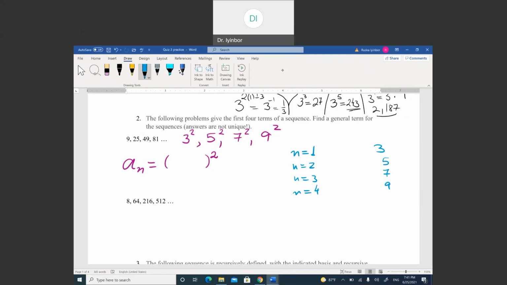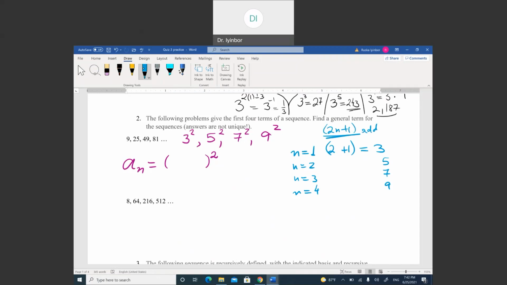So I can say that 2n plus 1 is going to give me 3, right? Because 2 times 1, so this is what I'm thinking: it's going to be 2n plus 1. Usually 2n plus 1 gives you an odd number, 2n gives you an even number. Remember that. So this is always an odd number. And these are the numbers 3, 5, 7, 9, the odd numbers.